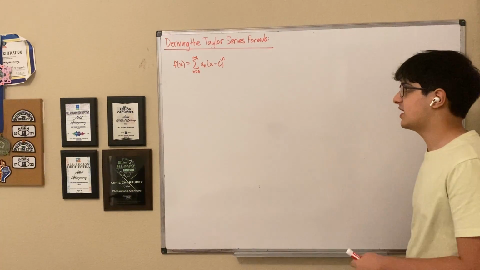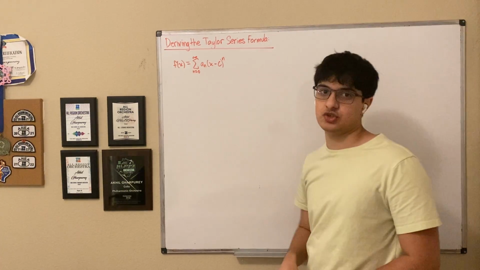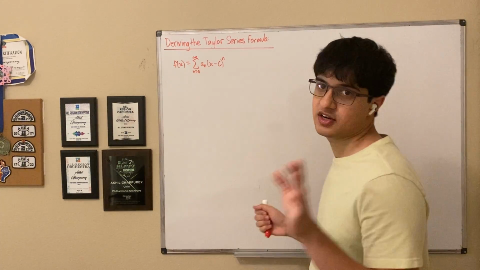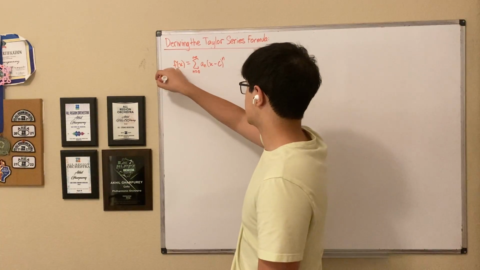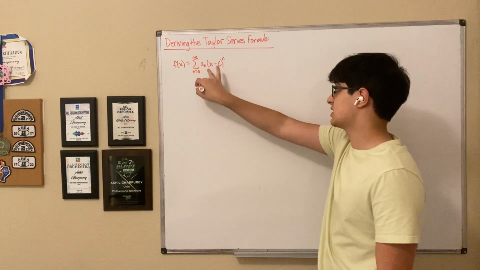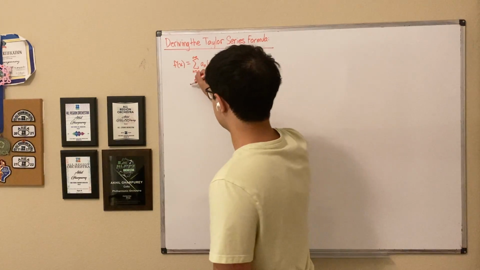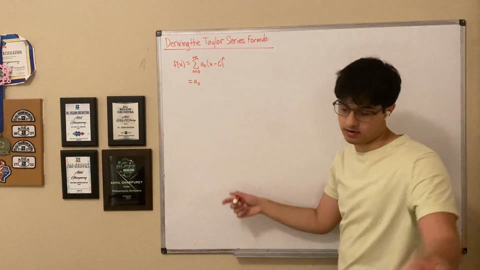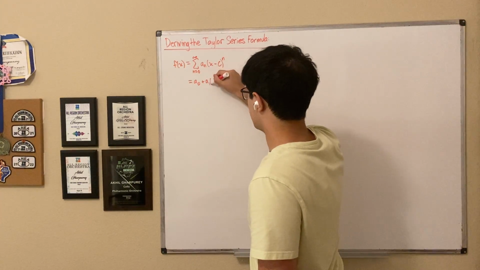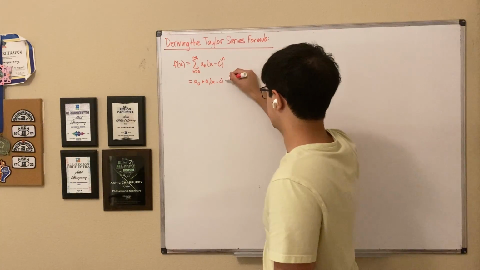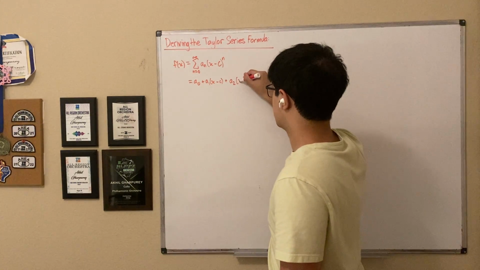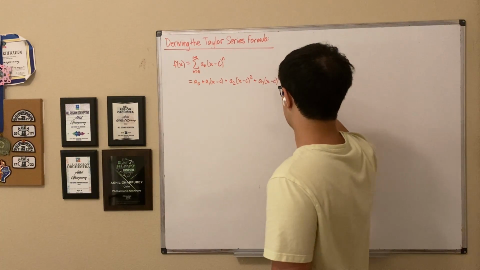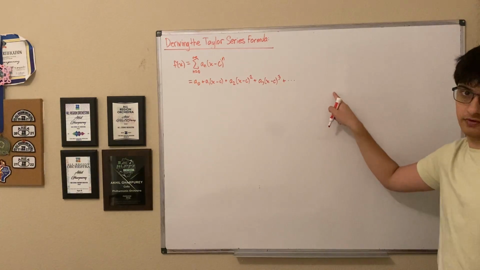So let's go ahead and try to figure out what this a sub n actually is and how we can apply it in more of a functional context. So let's expand out this series. The series f of x equals the sum from 0 to infinity of a sub n times x minus c, all to the n. This is equal to a sub 0 times x minus c to the 0, that's just 1, plus a sub 1 times x minus c to the first, which is just x minus c, plus a sub 2 times x minus c squared, plus a sub 3 times x minus c cubed, and this just goes on infinitely forever.